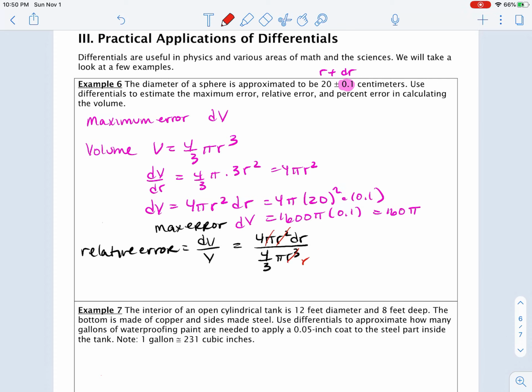I know I can cancel some things. I can cancel 2 r's with 3 r's to leave 1 r. I can cancel a pi with a pi, and I can cancel the 4 with the 4, and I'll have 1/3 left over. And so I end up with 3 times dr over r. That's going to be my relative error, and if I plug in my values here, I'm going to get 3 times 0.1 over 20, and what does that give me? I get 0.3 divided by 20 is going to give me 0.015.